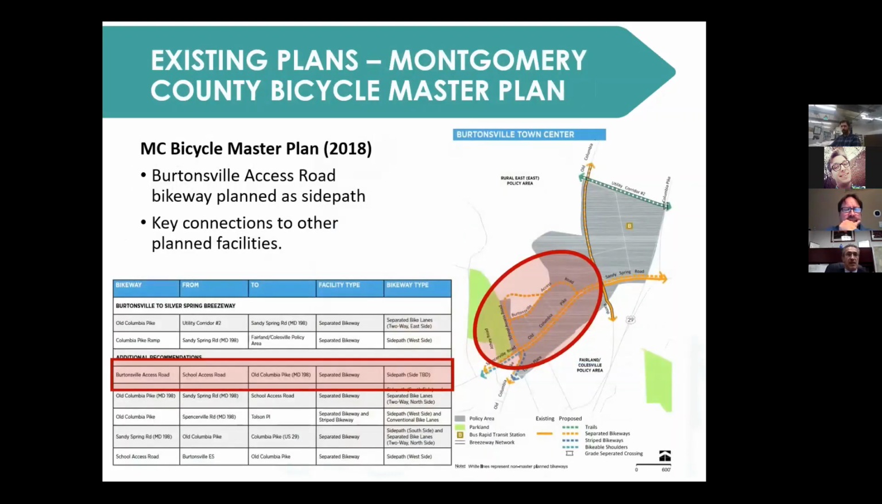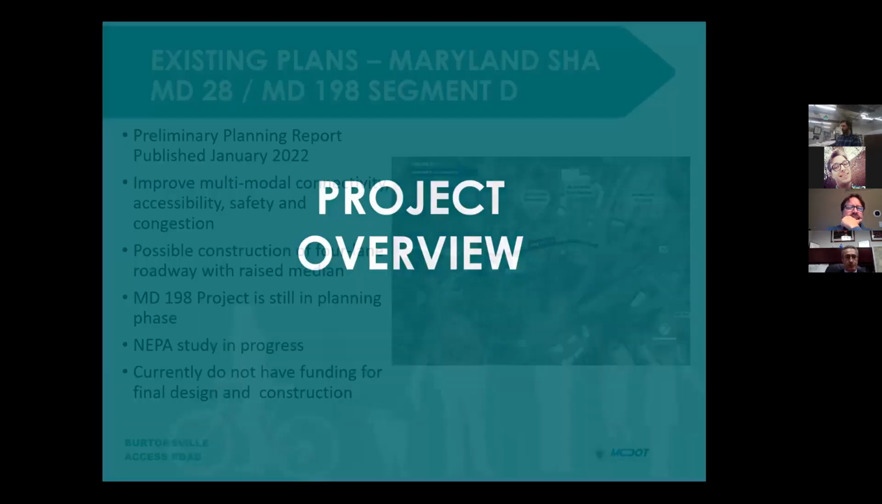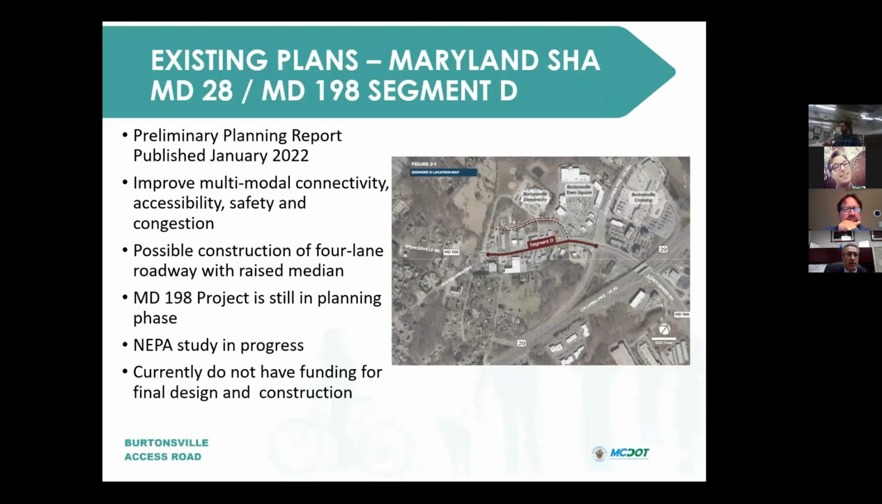As far as the master plans, we also have the Montgomery County Bicycle Master Plan, the 2018 version of it. Burtonsville Access Road is identified in there as having a side path, and I will show you that in a second, and key connections to other planned facilities. But as I said, there's not a whole lot of other facilities. This road is kind of a small thing that only goes from Maryland 198 to the school access road. Next. Overview of the project.